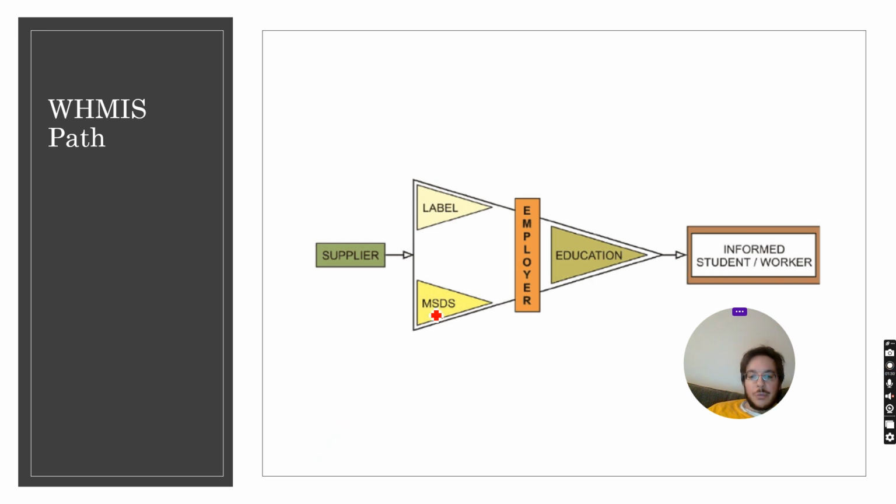And how do we do that? Well, first of all, it starts with the supplier. Somebody made the chemical and they put a label on the chemical that says what it is, and then they create an MSDS, material safety data sheet. And the material safety data sheet tells us everything we need to know about the chemical. And then the employer buys the chemical and they educate the workers about it. And now the workers know how to protect themselves from the chemical.